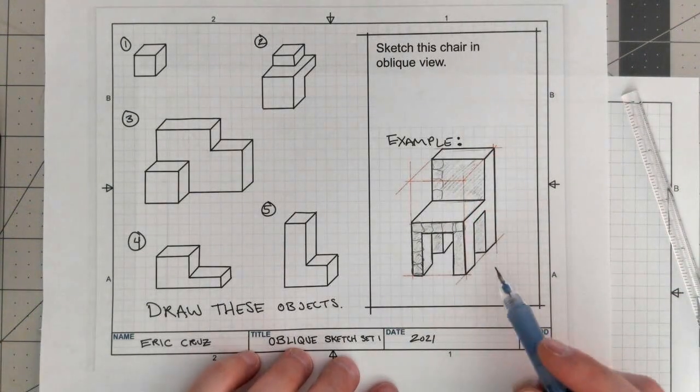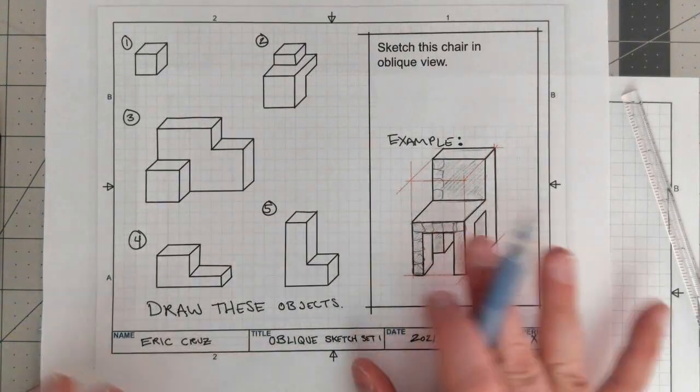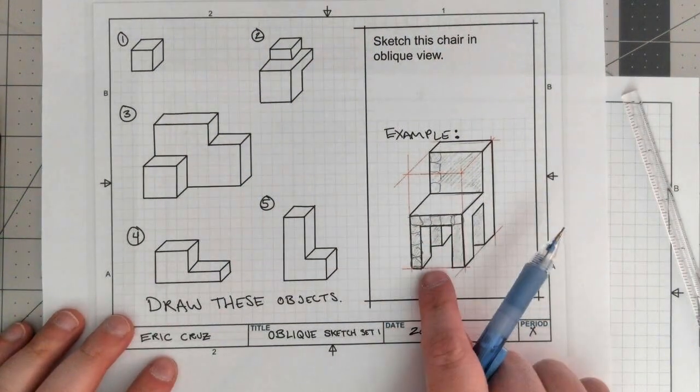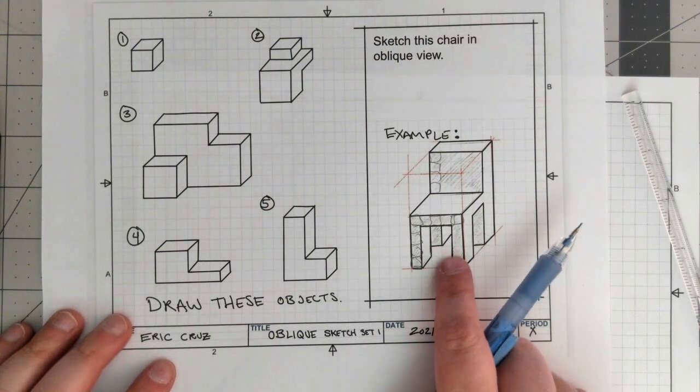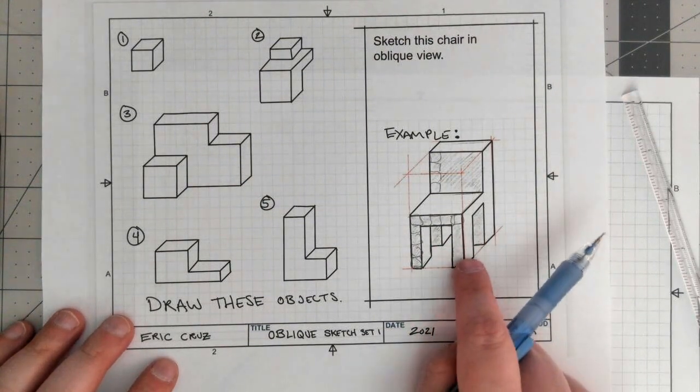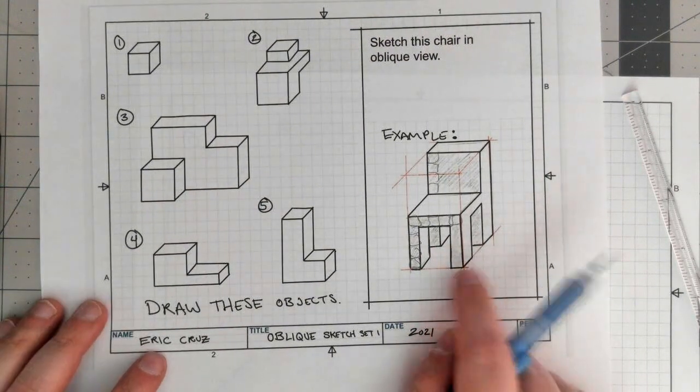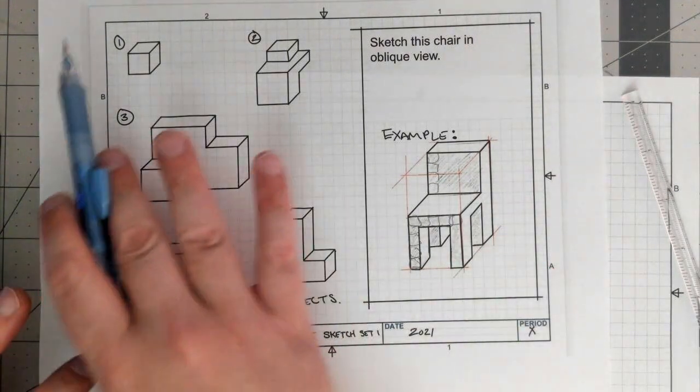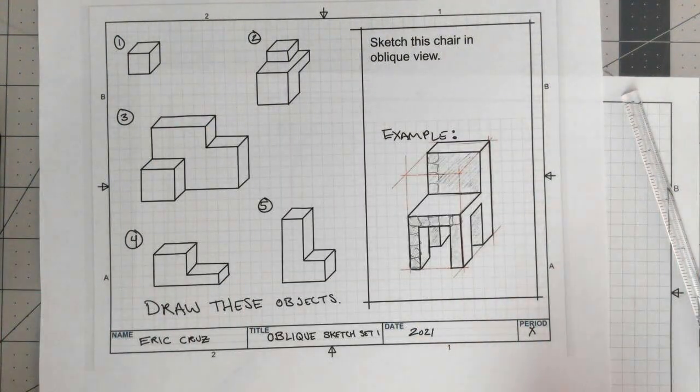Okay, so if you want to go ahead and wing that and draw it on your own, that's fine. What I'm going to do right now is just continue this lesson. I'm going to draw the chair. So if you want to stick around and watch that, please watch that. Otherwise, what I'm looking for is all of these objects on one sheet of graph paper.